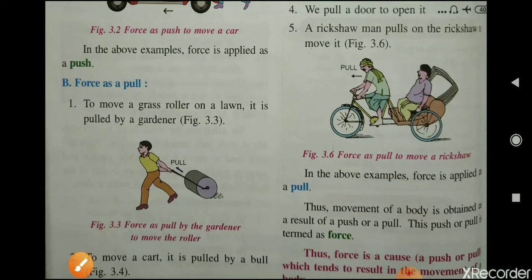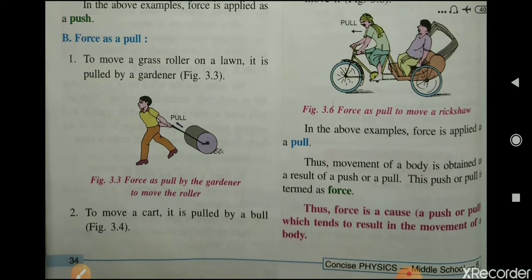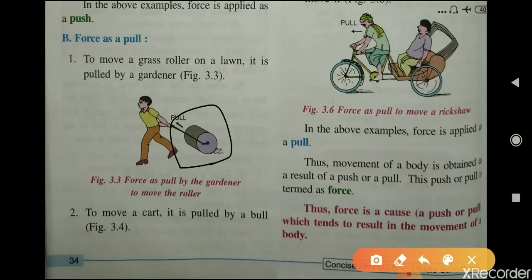First one is to move a grass roller on a lawn. It is pulled by a gardener. You can see here this gardener is pulling the roller. This grass roller is pulled by this man. So in this case the force is as a pull.